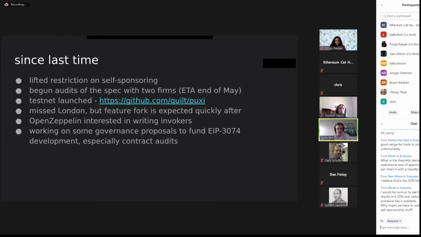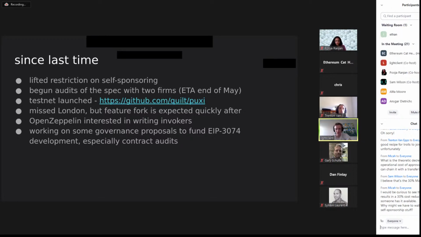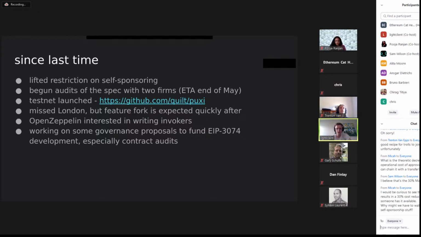So the last slide here, I think, is just a couple of updates. I mentioned that we had lifted the self-sponsoring restriction. So I think that this is going to be, if we get good feedback from these audits that we've started, I think that this is really going to help EIP-3074 be much closer to the best possible upgrade that we can have. So we have begun some audits with two firms.